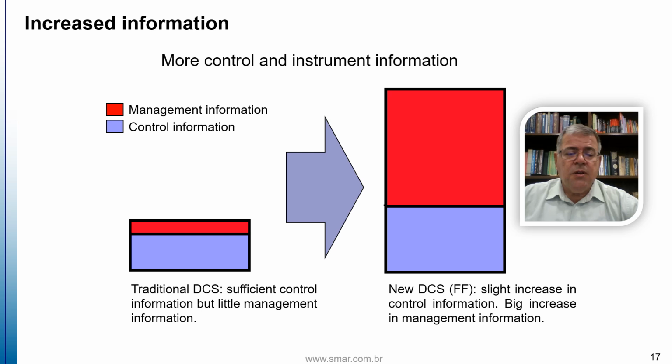Therefore, with status information, we enhance management data. We greatly expand what is highlighted in red, which represents management information. What is in gray is control information, which also shows an increase. So, the amount of information we receive from a digital network, Foundation Fieldbus, is extensive.